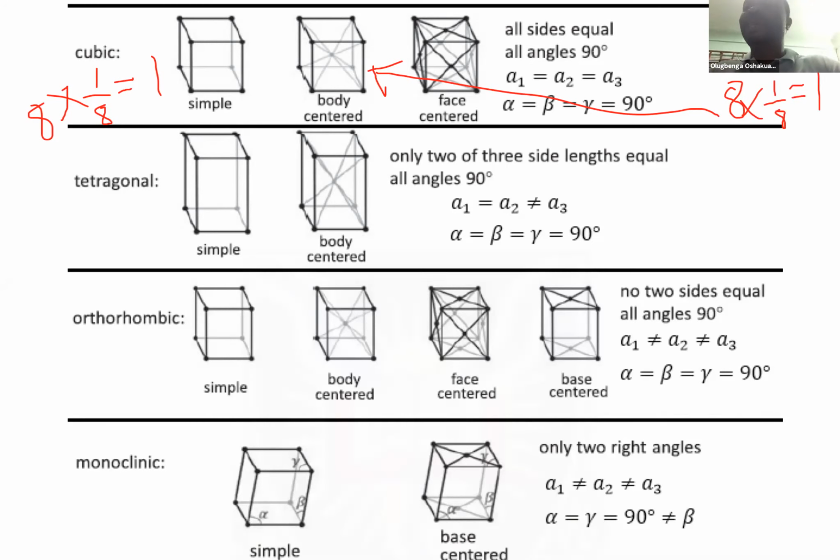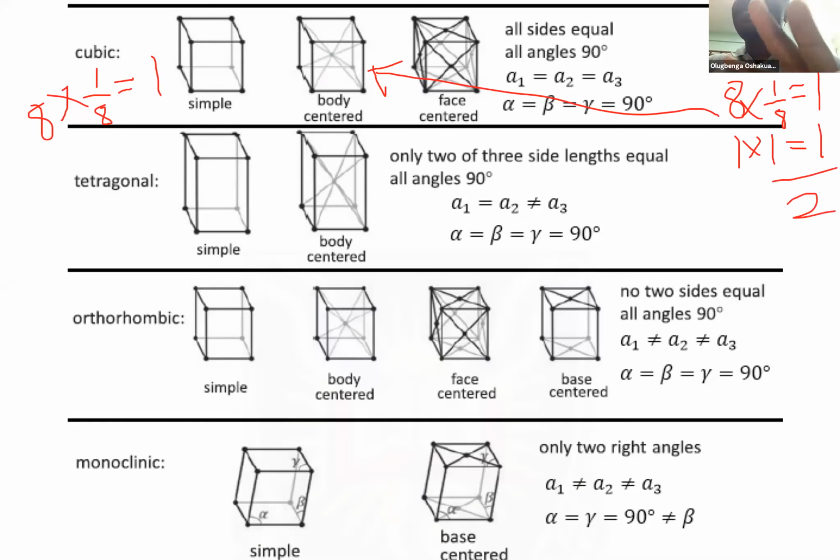So we have 1 atom at the corner, but there is also 1 atom at the center of that cube. And that atom at the center is contributing its whole value to that cube, because it is completely within the cube. Since it is 100% inside the cube, we can count that as one. And then we can say that the number of atoms in the body-centered cubic is two.